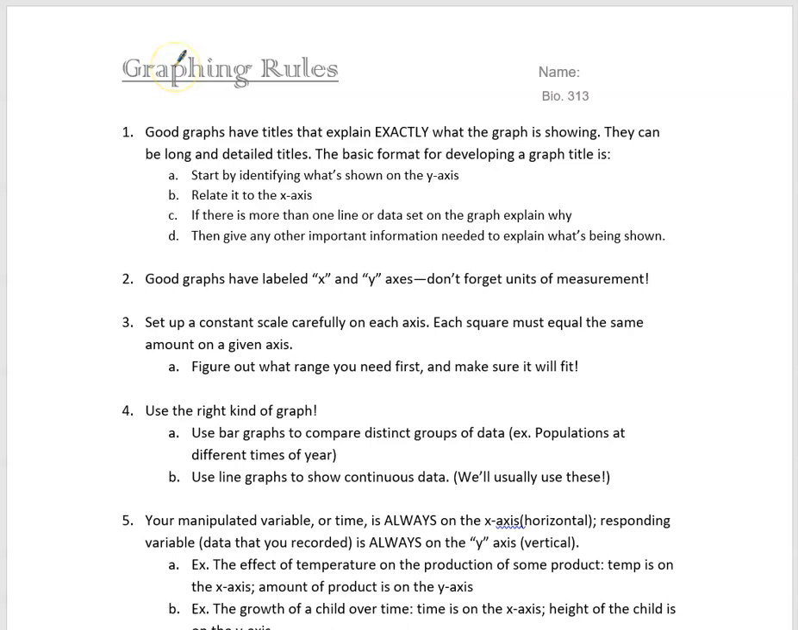The first thing is, if I ask you to make a graph, you're going to put a title on that graph, and it's going to very specifically show what the graph is portraying. A lot of times people run into trouble with graphs because they try to make their graph titles short and cute and clever. Don't do that. If you look at a graph title from a scientific journal, for instance, they could be 3-4 lines long. Okay? They need to be long and detailed.